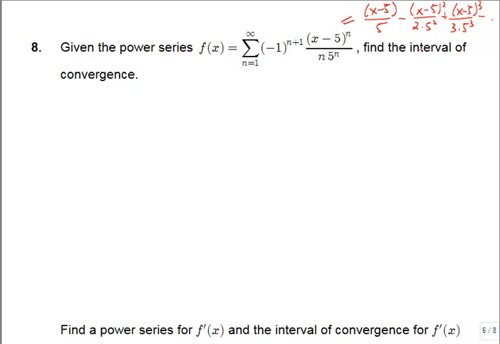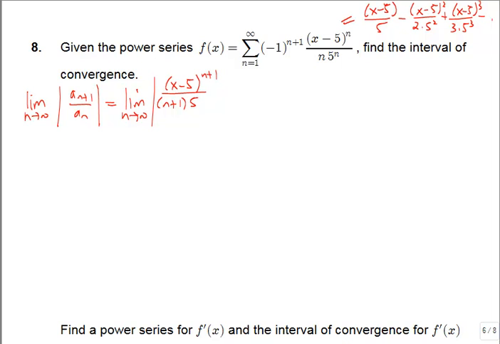What we want to do first is find the interval of convergence of this series. So we look at our limit as n goes to infinity of a sub n plus 1 over a sub n. So the n plus 1 term, disregarding the alternating piece, is going to be x minus 5 to the n plus 1 over n plus 1 times 5 to the n plus 1, and then we're dividing that by x minus 5 to the n over n times 5 to the n.